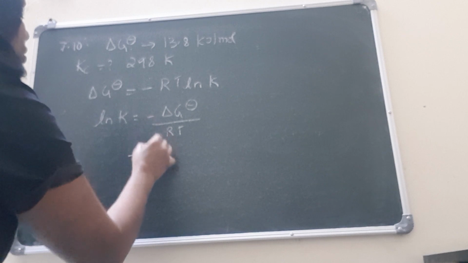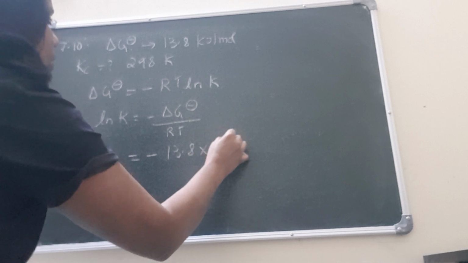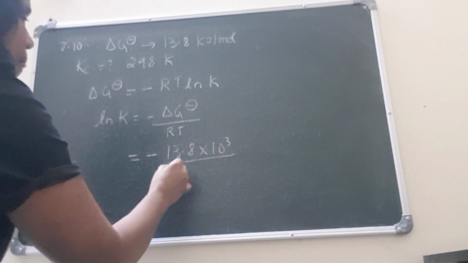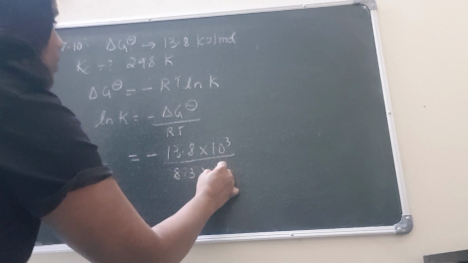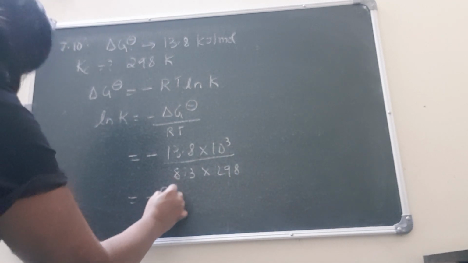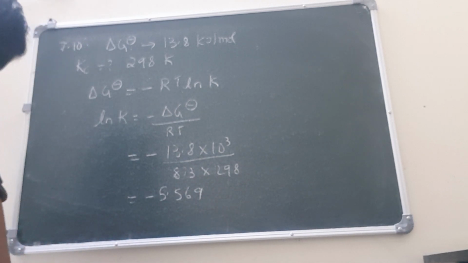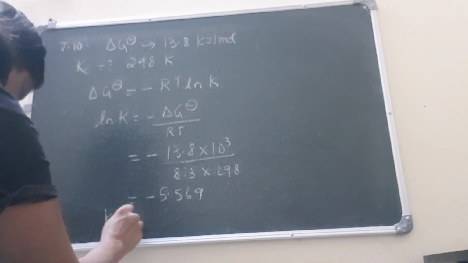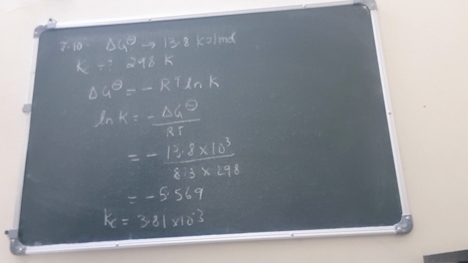Okay, and let us now substitute this. This is going to be minus 13.8 kilojoules, so into 10 power 3 to convert it into joules, and R is 8.3 in SI units, into temperature is 298. Alright, if you calculate this, you will be getting something like this. And what will be Kc? This is log, you just take anti-log, you will get the value of Kc to be 3.81 into 10 power minus 3. Alright, this is how you calculate the value of Kc.